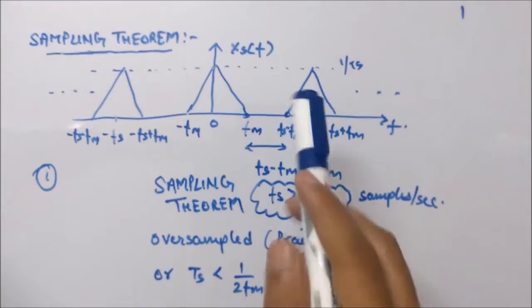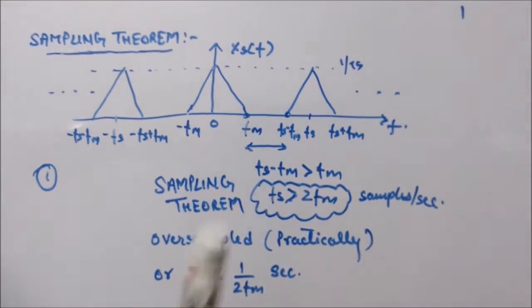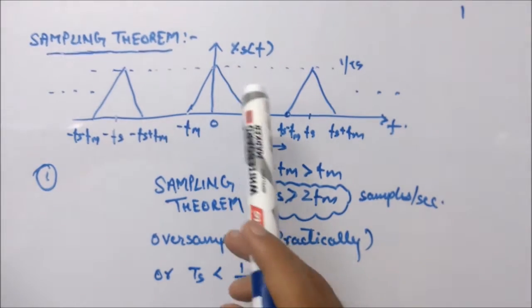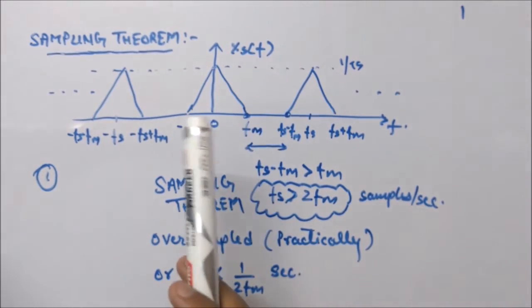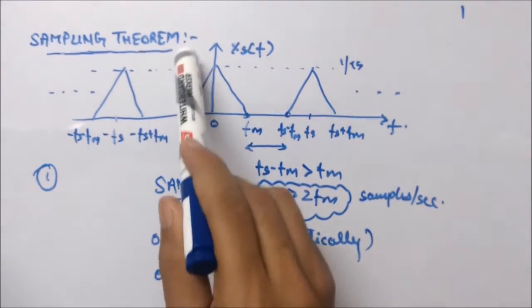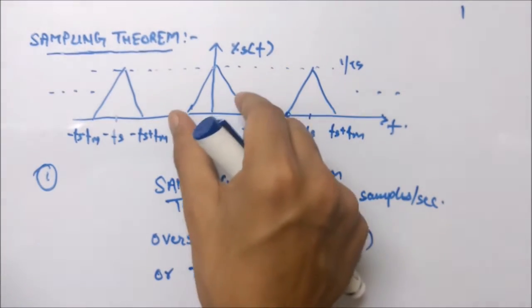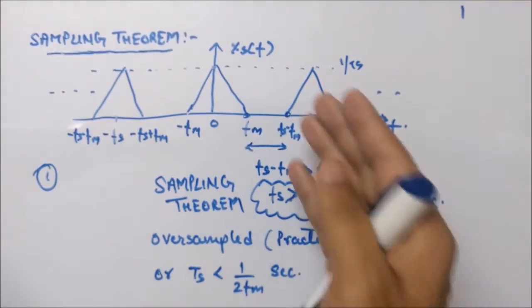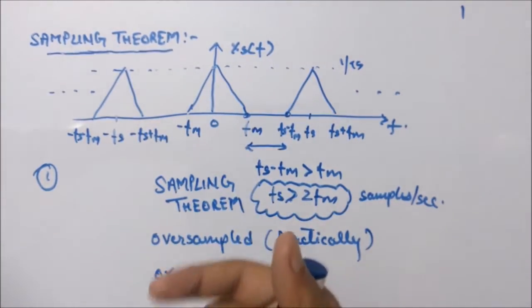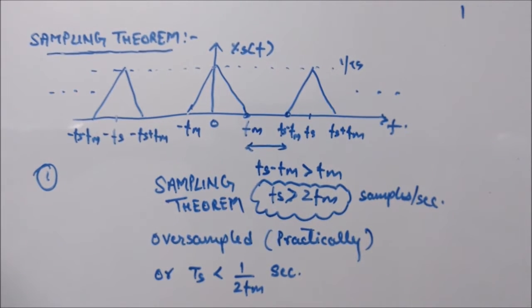Now we have to recover our message signal. So we are interested in this part. Just now we saw, if we pass this signal through the low pass filter with H(f) frequency response, it will just extract out this triangle for us, and the rest of the parts we are not interested in, and we will be able to recover the signal.